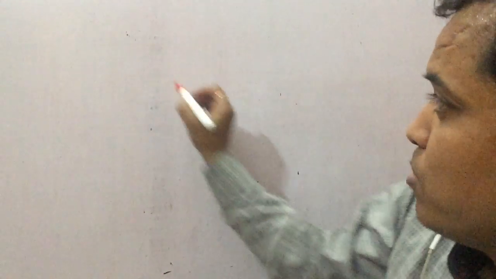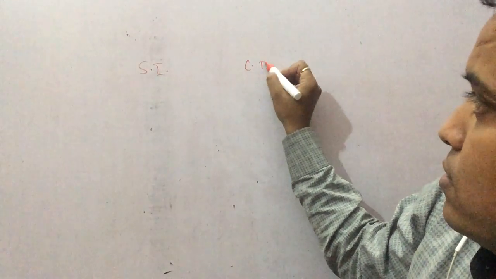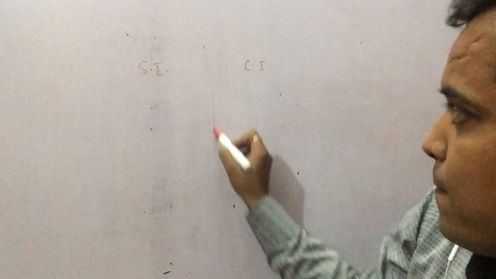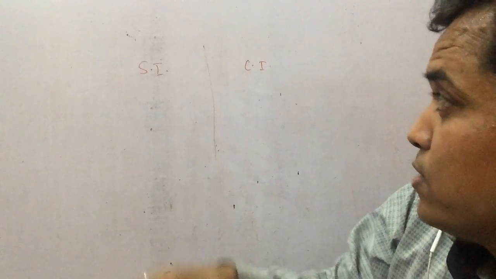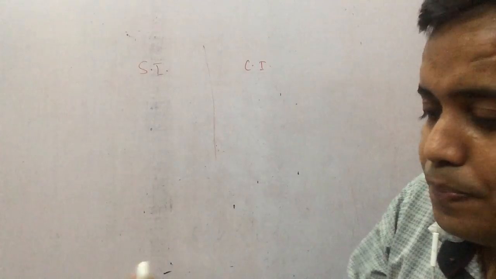Today we are going to learn the most important topic of mathematics, simple interest and compound interest. Here we have some examples, simple interest (SI) and compound interest (CI). Let's understand these concepts by taking an example.